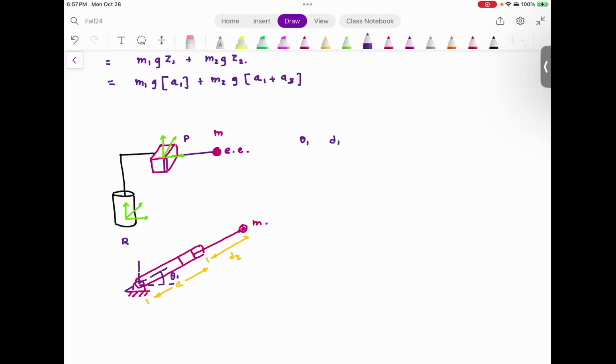And to solve this problem, we have to use again 0H1. You have to find the first homogeneous transformation. Then you have to find out 1H2. And then find out 0H2.